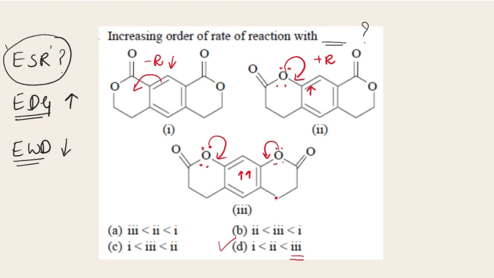However, let's find out why 1 is the least. Why is 1 the least? Because there are two minus R groups like this. That's why it is the least. What about here? There is one electron donating and one electron withdrawing group. Therefore, it is in between. Most of the cases, when the question is tough or lengthier, the options will be easier. So take the advantage of such options and get the right answer.